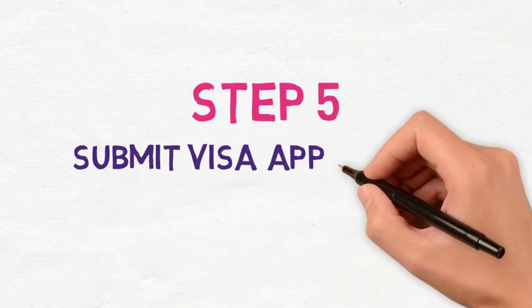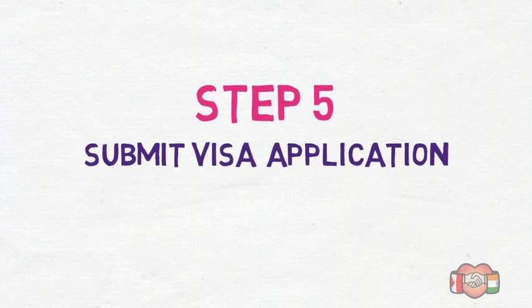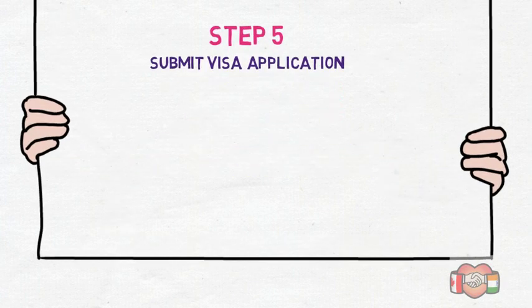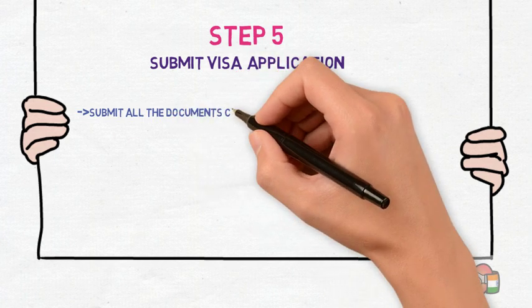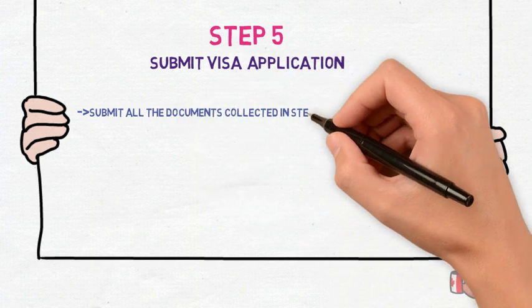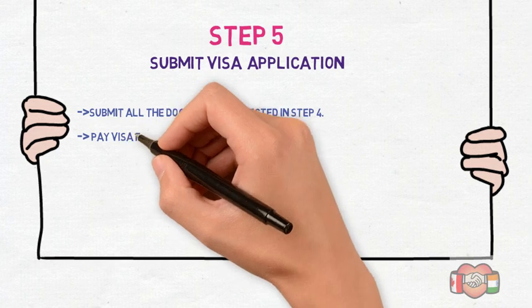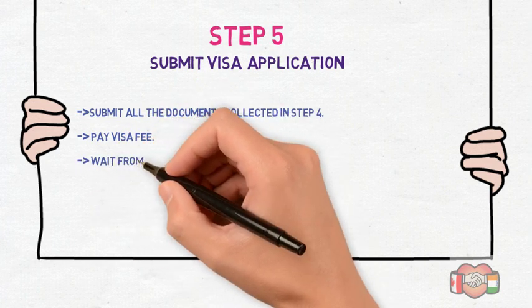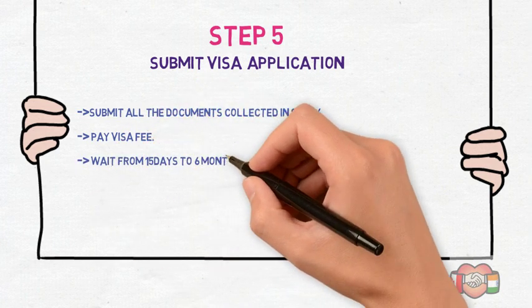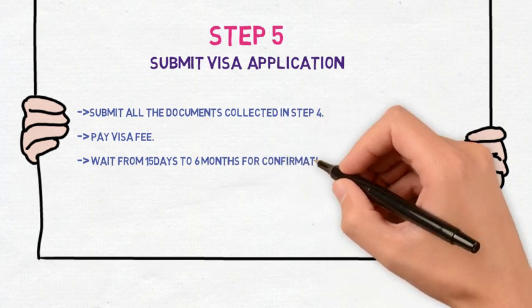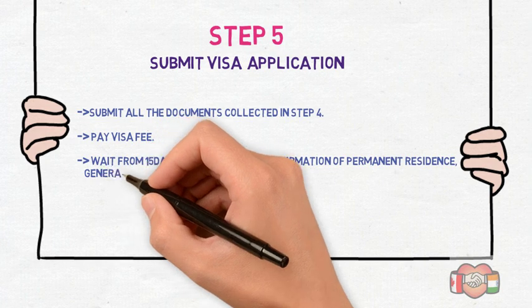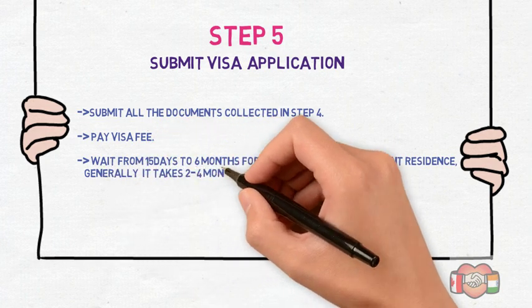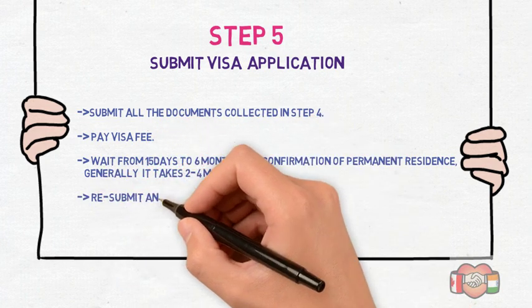The second last step would be submitting the visa application. Now you need to submit all the documents collected in step 4. Now you need to pay the visa fee and then relax. Wait for 15 days to 6 months for the confirmation of permanent residence. Generally, you get the permanent residence within 2 to 4 months. And if required by CIC, you need to resubmit any documents they ask for.